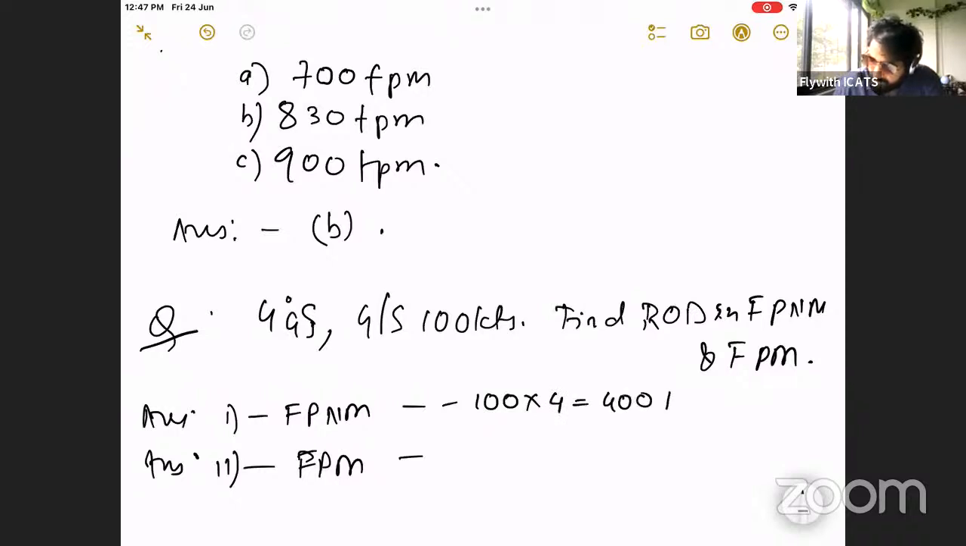400 feet per nautical mile. Rishi and Swati, you got it correct. Hardika and Lakshya have not got your answer.